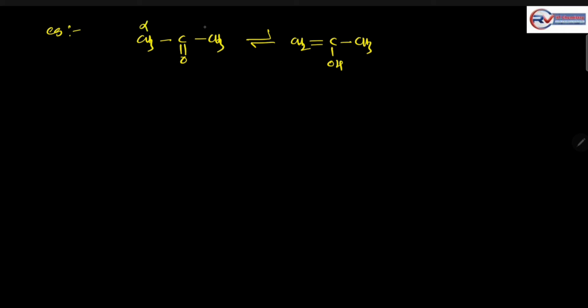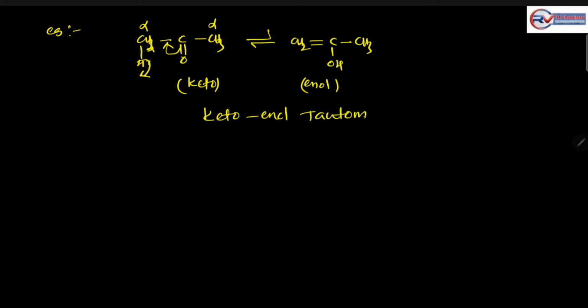In this molecule there are two alpha carbons, and a hydrogen from either one can be involved during the tautomerism. The hydrogen leaves in the form of H plus, the bond shifts to the carbon, and the hydrogen moves to the more electronegative atom to form an alcohol. So this is the keto form, and this is the enol form. This equilibrium is keto-enol tautomerism.